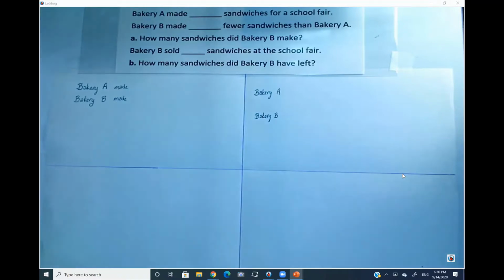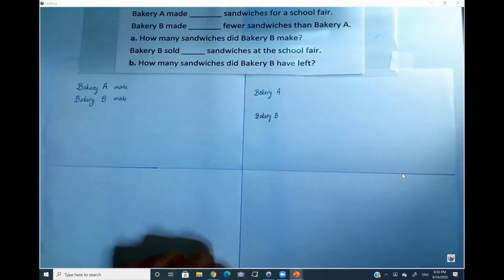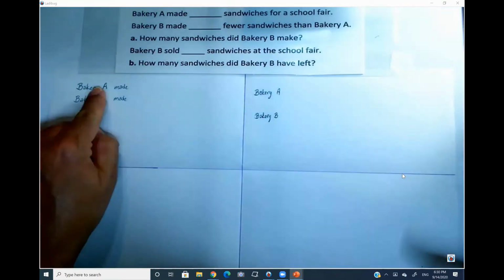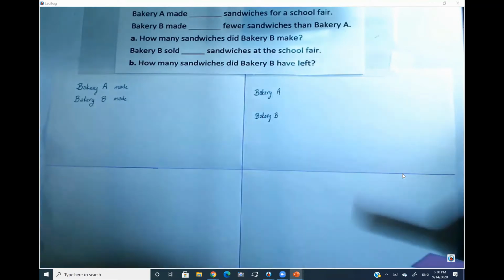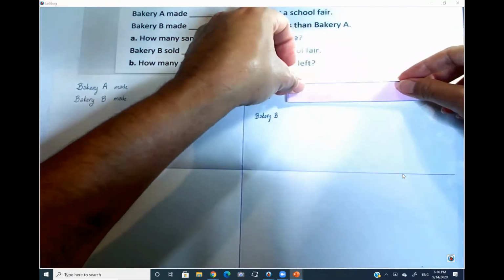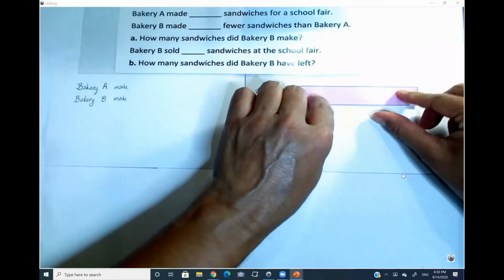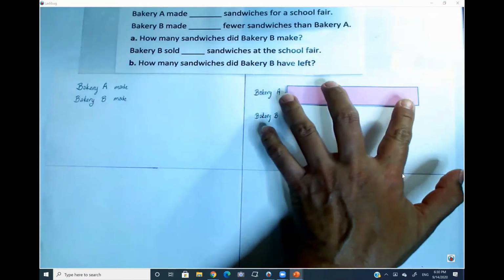So let's recall what we were doing yesterday. We were talking about how Bakery A made some sandwiches for a school fair. So we know that Bakery A made some sandwiches, and we're going to represent that with this bar. So this is what Bakery A made. We don't know yet how many they made. We know only that they made some sandwiches.